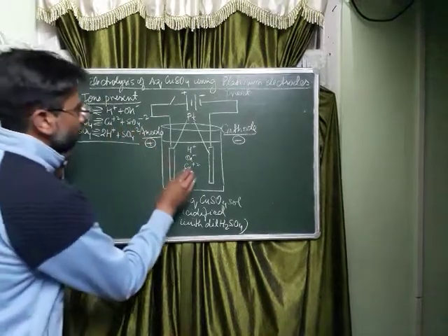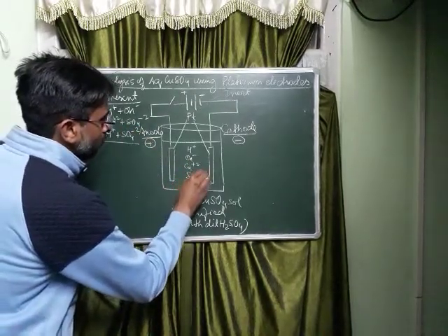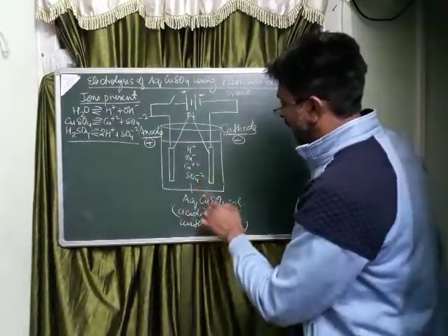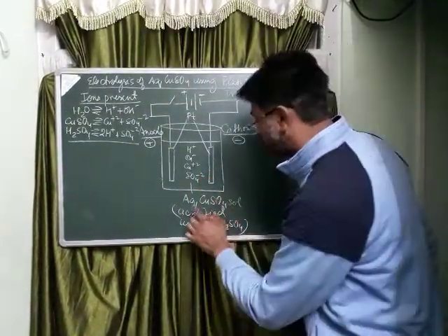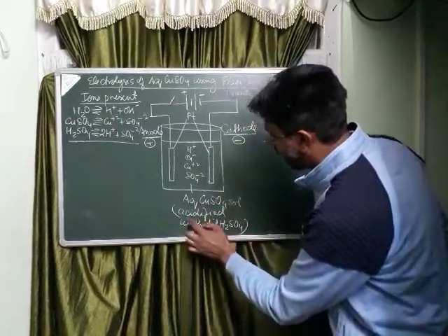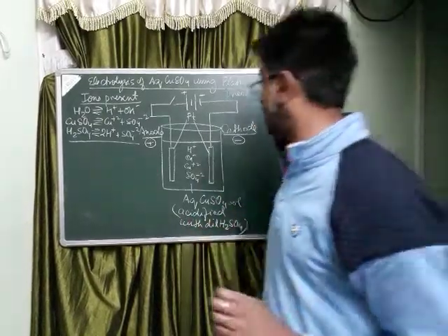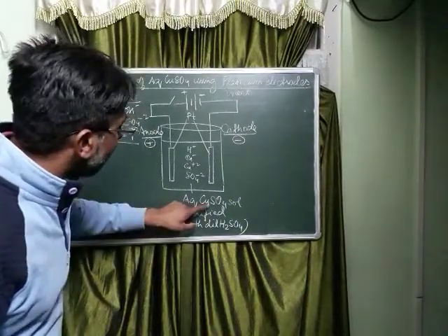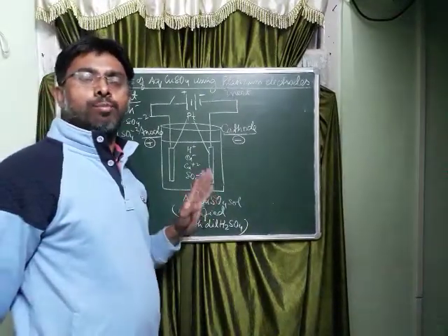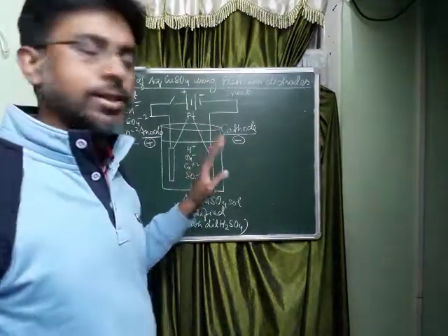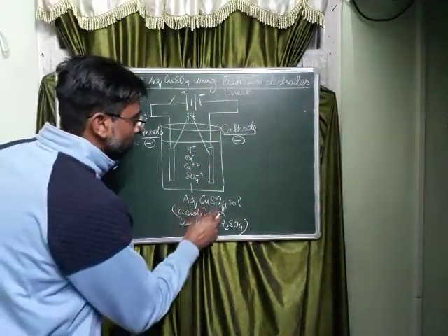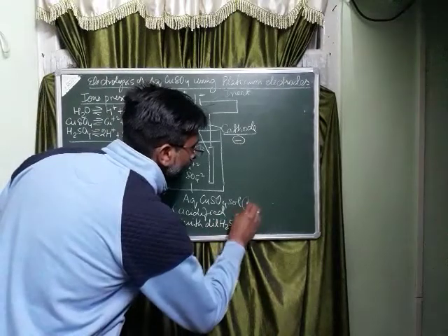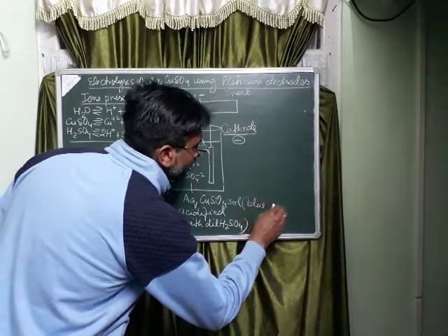Then we have SO4 minus 2. So these are the ions present in this electrolyte, which is aqueous copper sulfate solution acidified with dilute sulfuric acid. Now, please keep in mind, before carrying out the process of electrolysis, this aqueous copper sulfate solution is a blue, transparent solution.